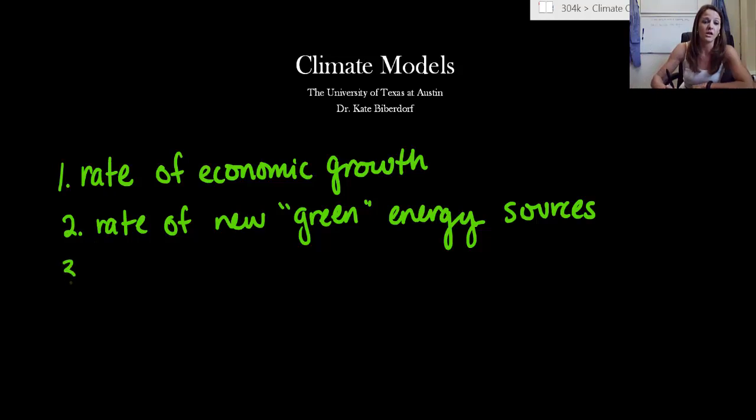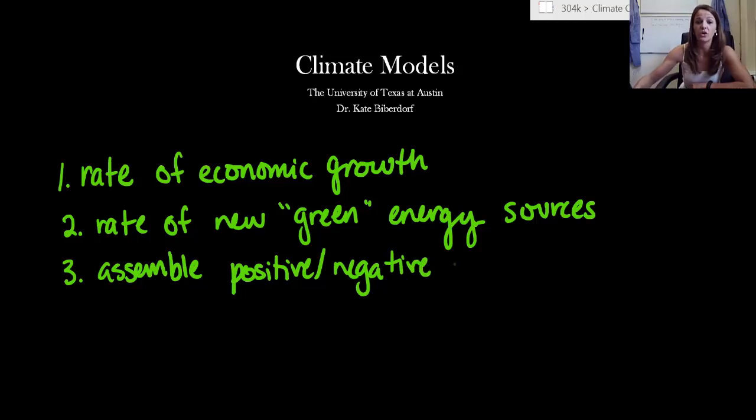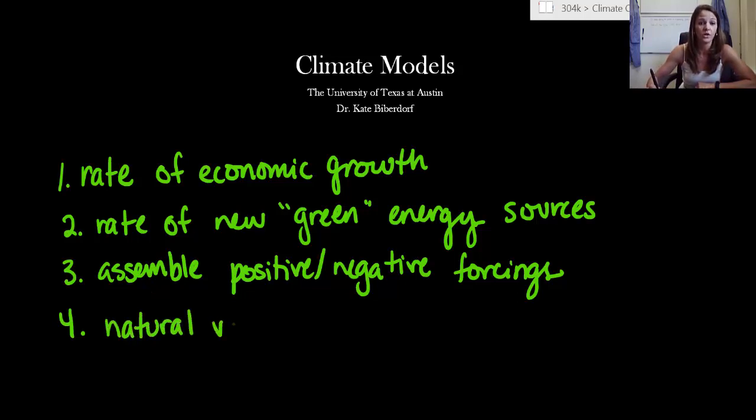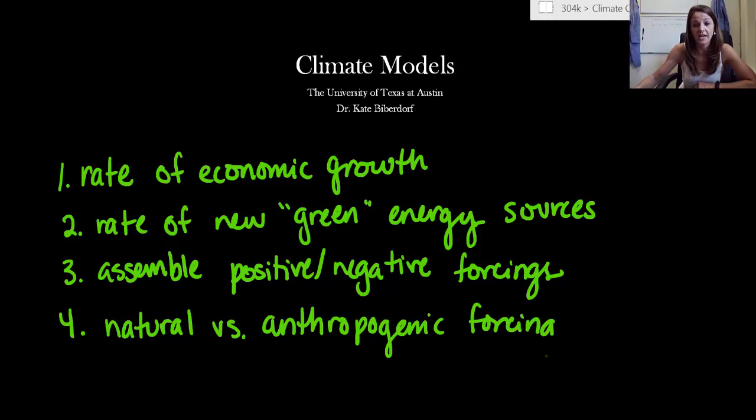The third thing you need to talk about is how to assemble these positive and negative forcings. So the different factors that are going to either warm or cool your planet. And the last thing, which I think is hopefully the easiest now, but it was not something easy a long time ago, is that you need to decide whether or not you're going to consider natural or anthropogenic forcings. So you, as a scientist, need to decide whether or not you're going to factor in human forces or natural forces. You need to look at both of these.